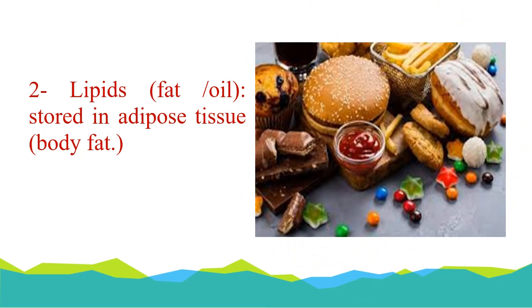The second source of energy are lipids or fats, which form a second energy reserve besides carbohydrates. This fat reserve is found in adipose tissue, such as belly or hips. Examples of lipids, as we can see here: fast food, fries, burger, sweets, etc.